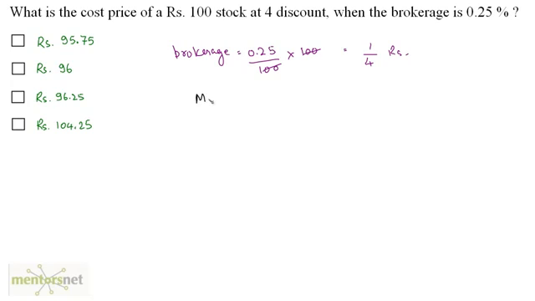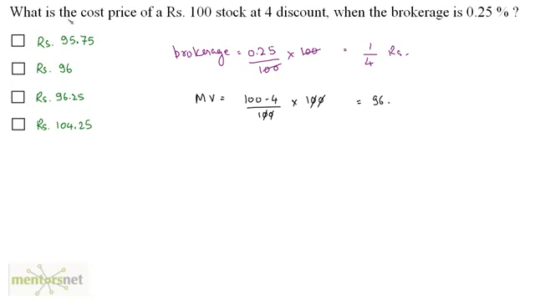What is the market value? It is given at a discount. The shares are given at a discount of 4. That means 4% reduction in the face value, isn't it? So this will be 100 minus 4% of the face value. That's 100. Right, so 100 minus 4 is 96.